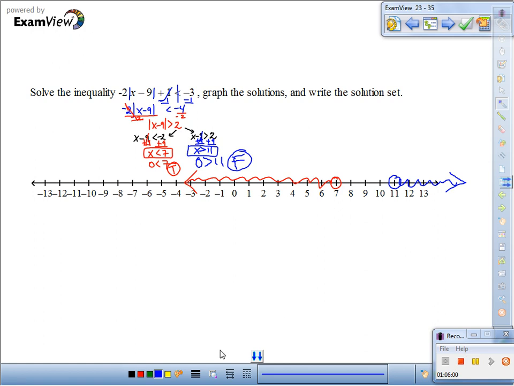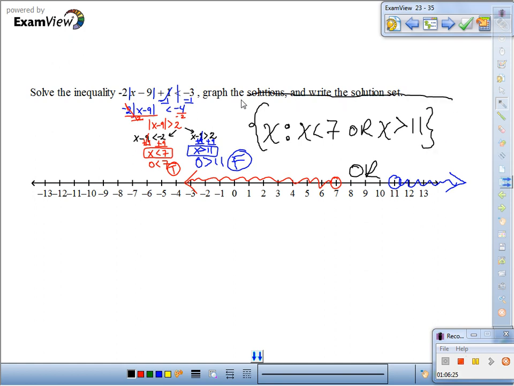What do you guys notice? That this is a what? Or. Therefore, let's write a solution set. Solution set of X such that, what is my first inequality? X less than 7 or X greater than 11. And we're done with this one.